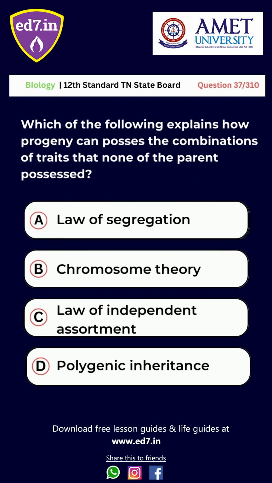Question number 37. Which of the following explains how progeny can possess the combination of traits that none of the parents possess? Option A, law of segregation. B, chromosome theory. C, law of independent assortment. D, polygenic inheritance. And the right answer for this question is option D. Polygenic inheritance.